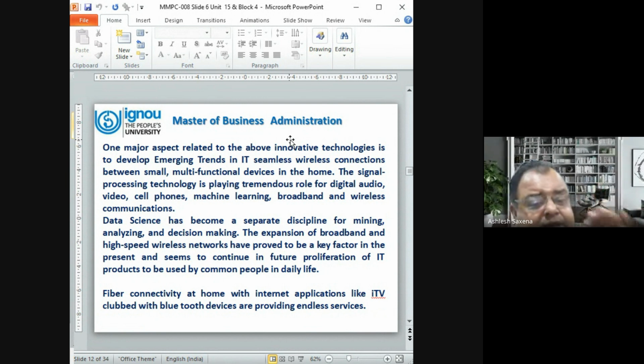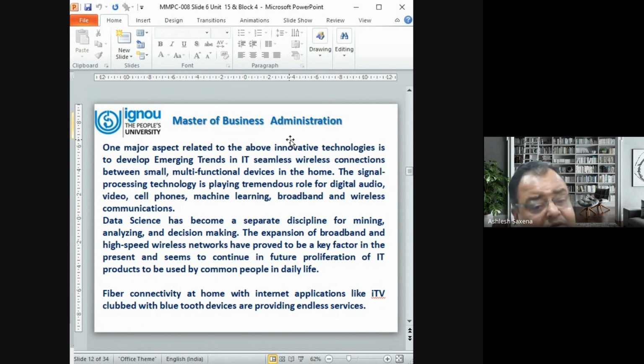The signal processing technology is playing a tremendous role for digital audio, video, cell phones, machine learning, broadband and wireless communication. Data science has become a separate discipline for mining, analyzing, and decision making. The expansion of broadband and high speed wireless networks has proved to be a key factor in the present and seems to continue in future, with proliferation of IT products to be used by common people in daily life.